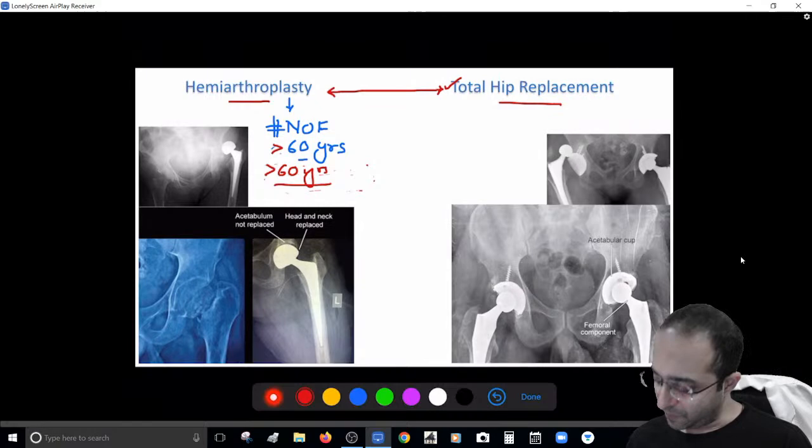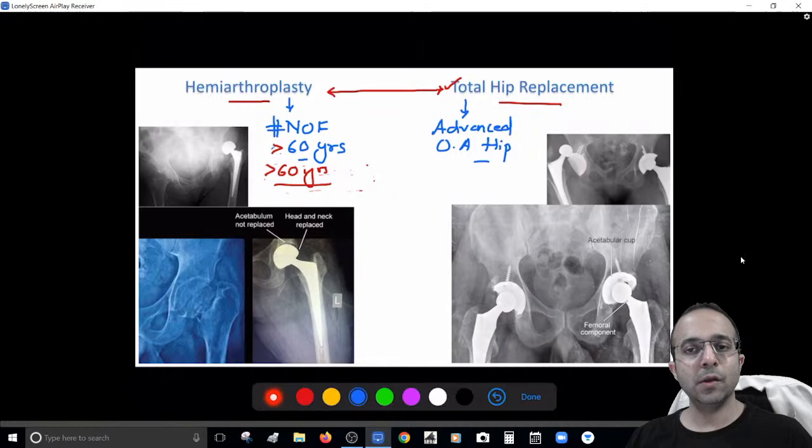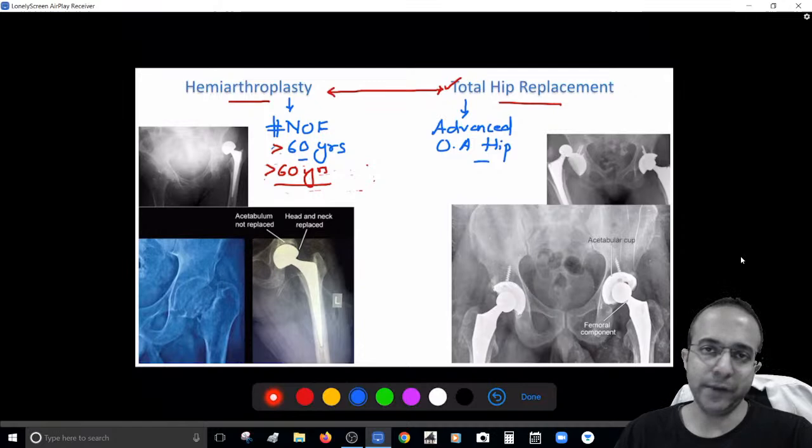Total hip replacement is taken when you have an advanced osteoarthritis in the hip. So these are the indications for taking up these two different surgeries. So hemiarthroplasty is basically for a fracture case. Total hip replacement is taken up when there is osteoarthritis involving the hip joint.